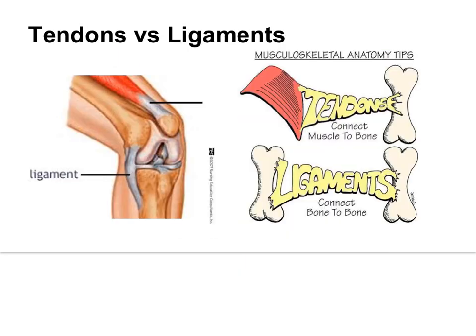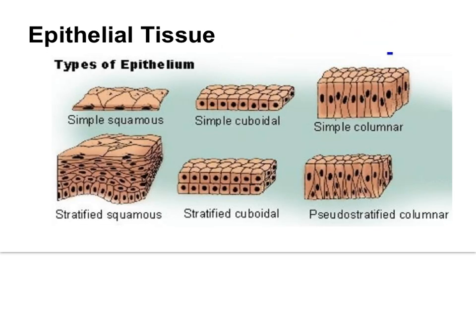So the difference between a tendon and a ligament is a tendon is what connects muscle to bone, and a ligament is what connects a bone to bone. So we're going to talk more about that later in class. But that's our last type of tissue, tissue number 4.